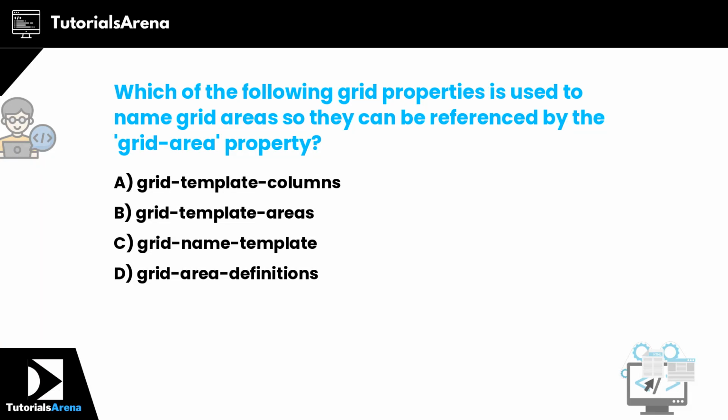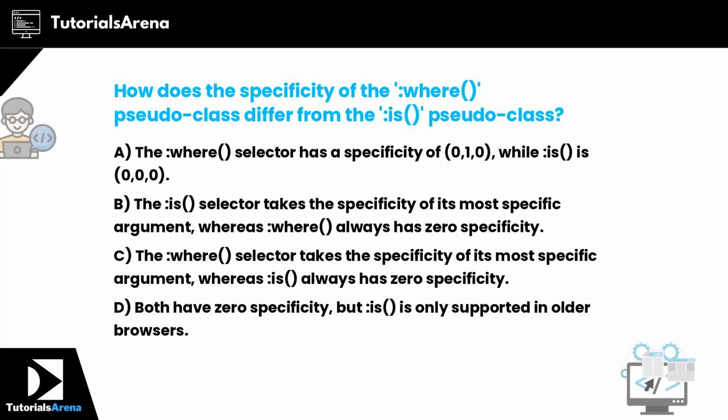Which of the following grid properties is used to name grid areas so they can be referenced by the grid-area property? The correct answer is option B, grid-template-areas. How does the specificity of the :where() pseudo-class differ from the :is() pseudo-class? The correct answer is option B. The :is() selector takes the specificity of its most specific argument, whereas :where() always has zero specificity.